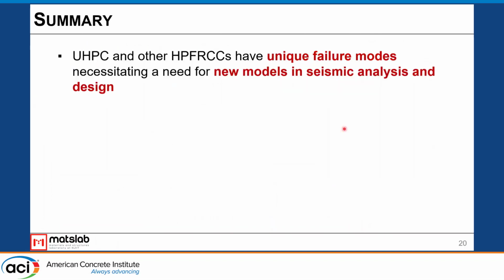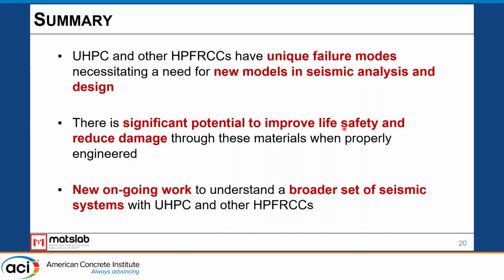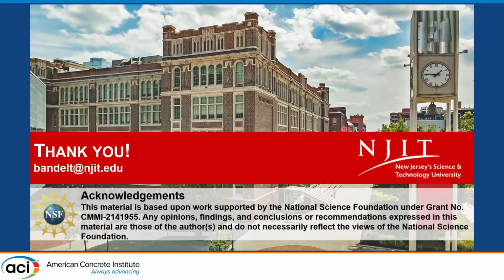So in summary, UHPC and other systems with high ductility have these unique failure modes, and that necessitates new models in seismic analysis and design. There's significant potential to improve life safety and reduce damage. So, if you can take away one thing, it's that example that showed that we could reduce the probability of collapse by 40% by using these types of materials. And there's new ongoing work to understand the broader set of seismic design systems with UHPC and similar systems. And with that, I thank you and happy to answer any questions.